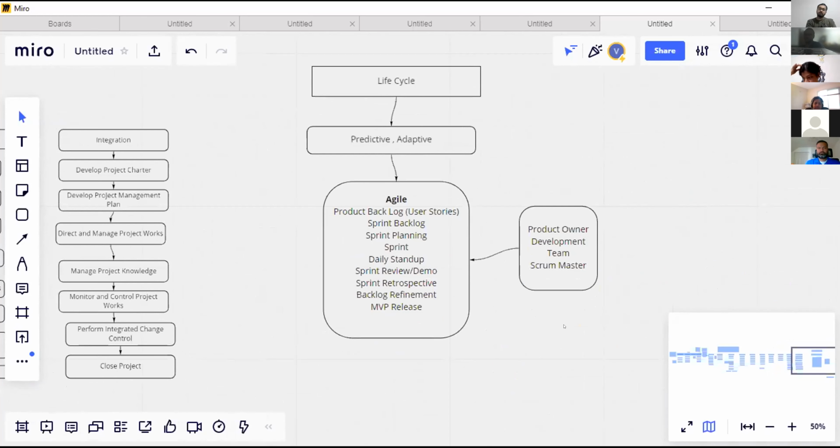we come to the Agile part. So Agile will start off with the life cycle. So predictive and adaptive life cycle. So Agile: product backlog, sprint backlog, sprint planning, sprint daily stand-up, sprint review or demo, sprint retrospective, backlog refinement, MVP releases. Then we'll go to the product owner, development team, and then the Scrum Master. That's it.